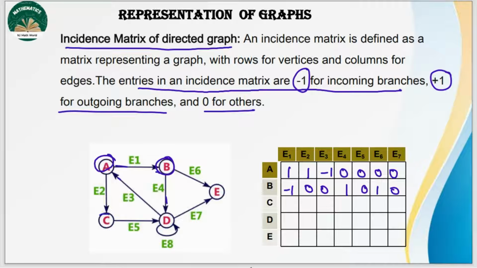Then for C, E5 is going out, 1, and E2 is coming in. Whenever it's coming in, -1. So the remaining will be 0. Then the next one, for D, E5 and E4 are coming in. E5, E4, and E8 is also coming in. So I've not written 8 here.